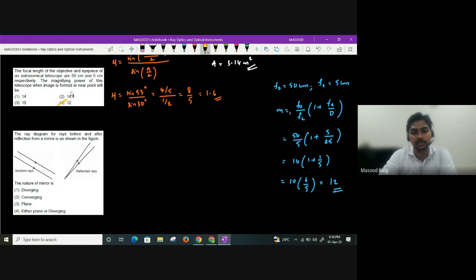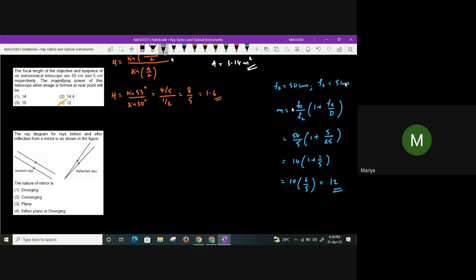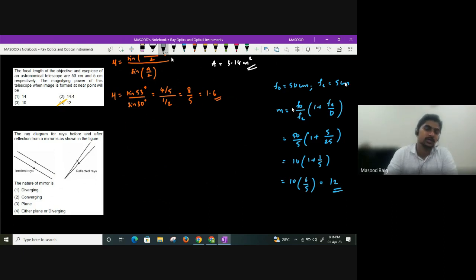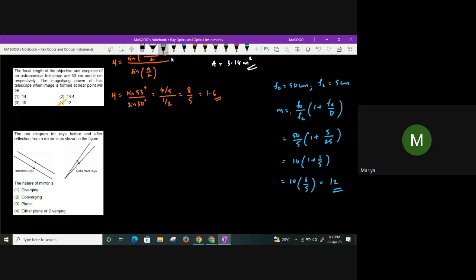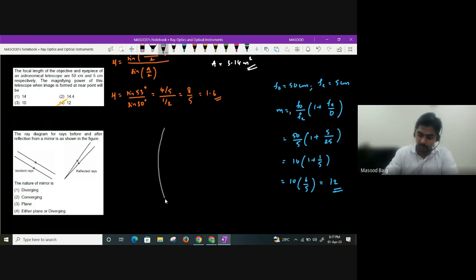Now, this you anyhow know, but let us try to understand the ray diagram for astronomical telescope in the strained eye condition. As I said yesterday, simple microscope will contain one convex lens. Compound microscope will contain two convex lenses, one objective, other eyepiece. In compound microscope, which lens will be larger? Eyepiece lens will be larger. Astronomical telescope also contains two convex lenses, one objective, other eyepiece. Which will be larger? Objective will be larger.